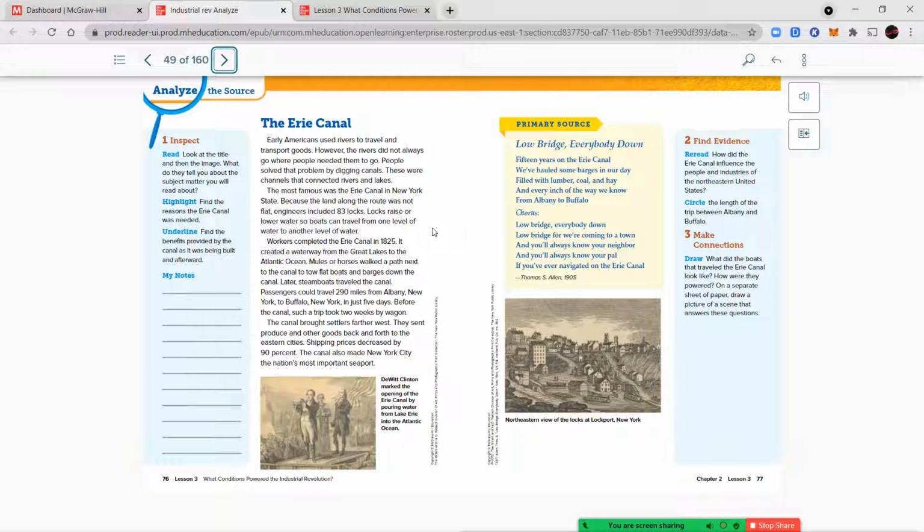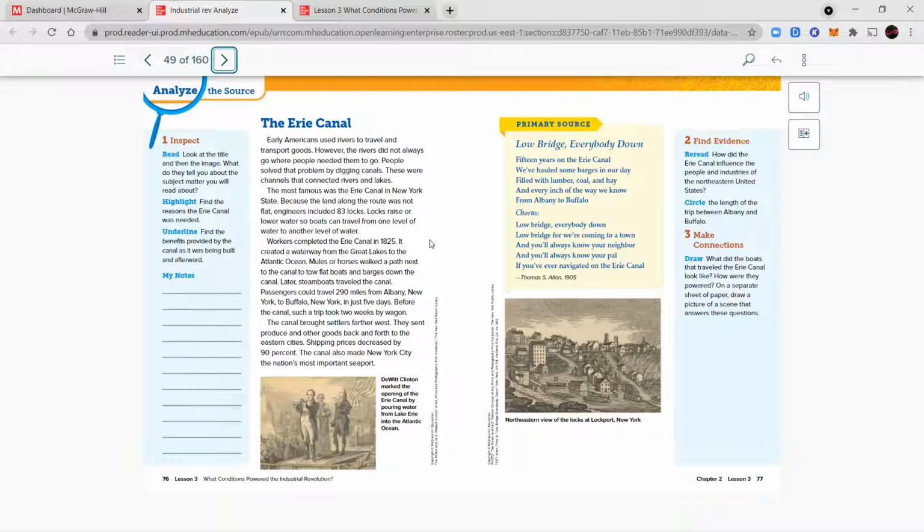Workers completed the Erie Canal in 1825. It created a waterway from the Great Lakes to the Atlantic Ocean. Mules or horses walked a path next to the canal to tow flat boats and barges down the canal. Later, steamboats traveled the canal. Passengers could travel 290 miles from Albany, New York to Buffalo, New York in just 5 days. Before the canal, such a trip took 2 weeks by wagon.